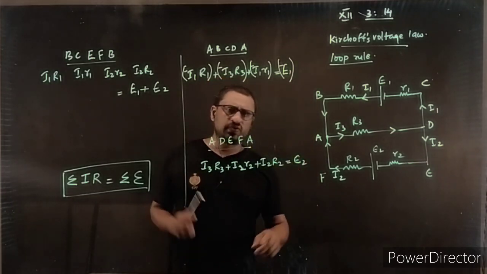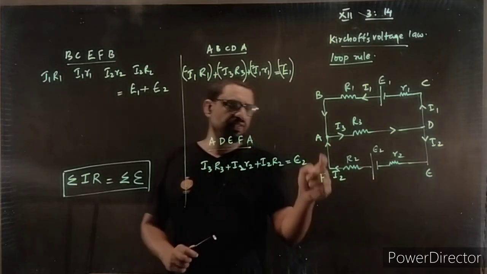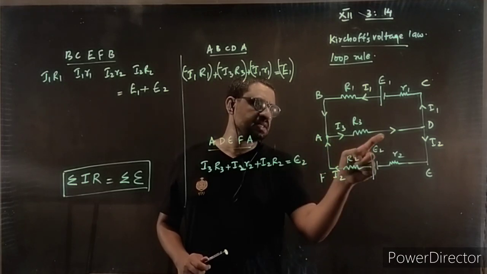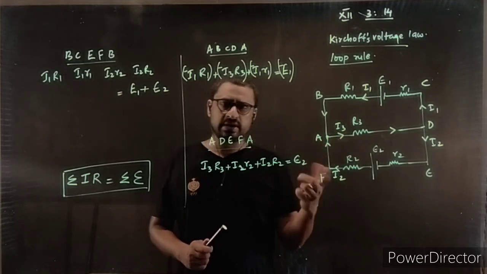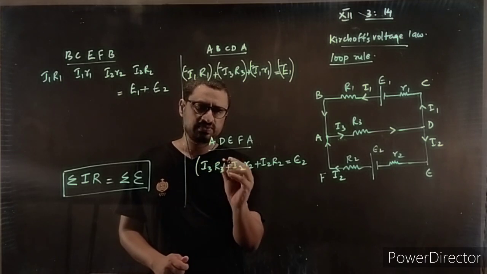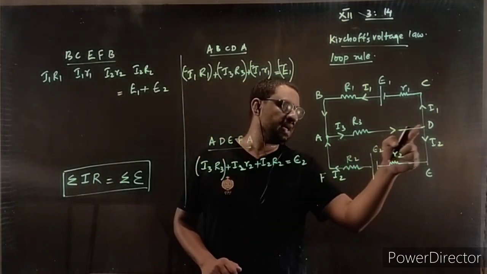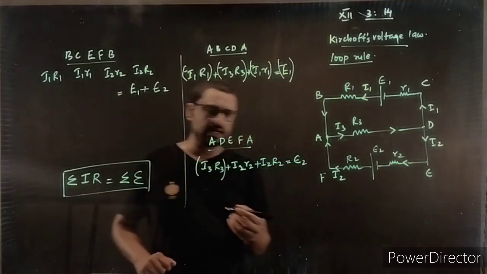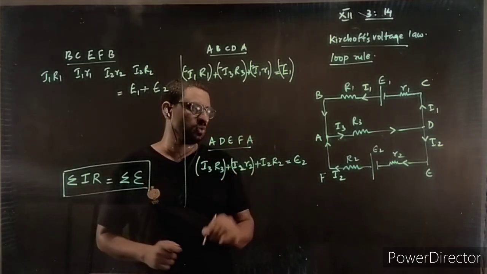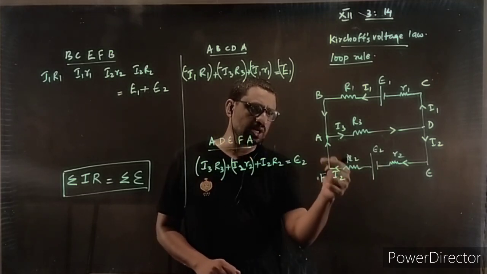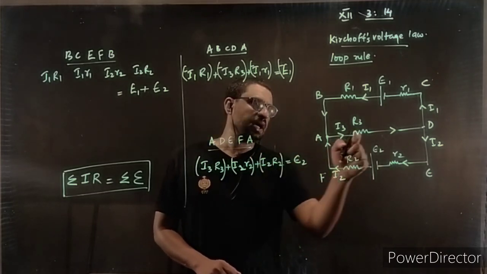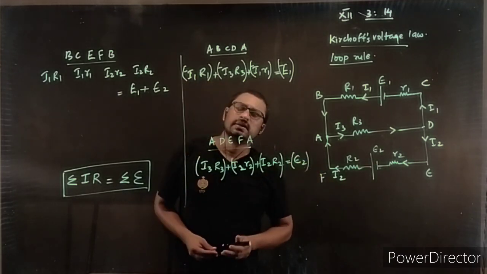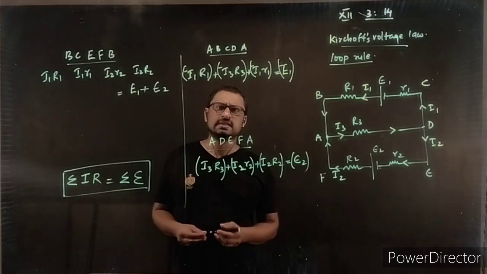Now for the second loop, ADEFA, you imagine moving like this. When you are moving like this, current I3 and your direction of travel are the same, so that is positive. I2, you are moving in the same direction as the current, so that also is positive. No change. Here also I2 R2, there is no change. And you are meeting the negative of the battery first, that also is positive. Yes, it is correct.